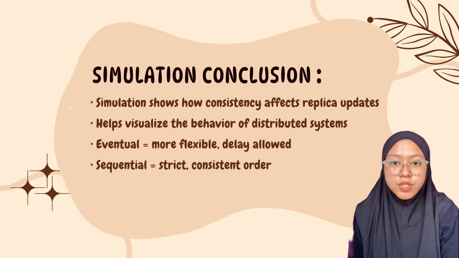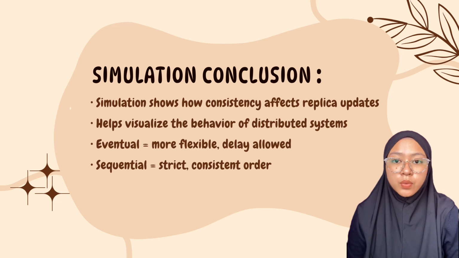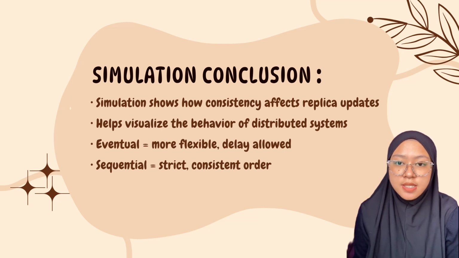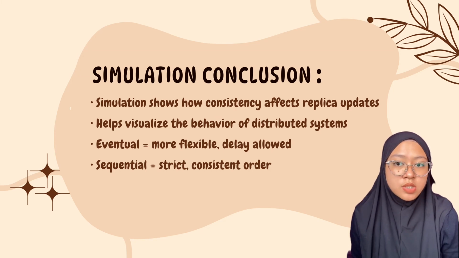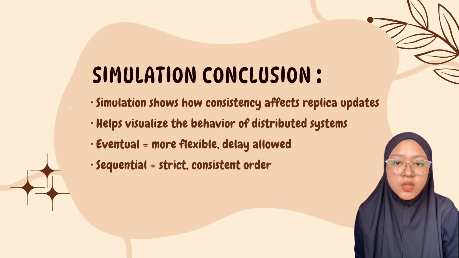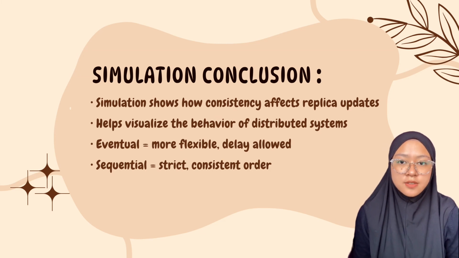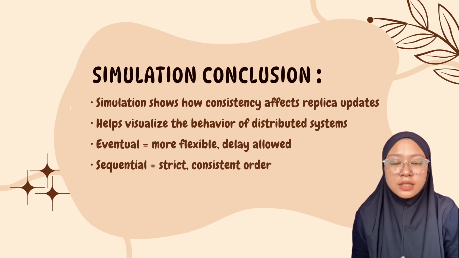To conclude, our simulation clearly shows the difference between eventual and sequential consistency. Eventual consistency allows for delays but improves flexibility and performance, while sequential consistency ensures strict ordering and synchronization. This project helps us visualize how the distributed system works in practice.